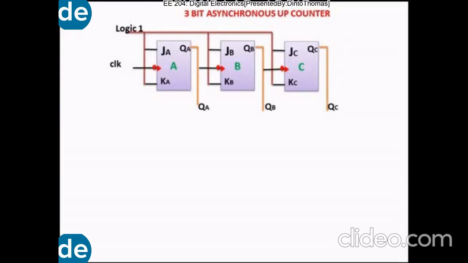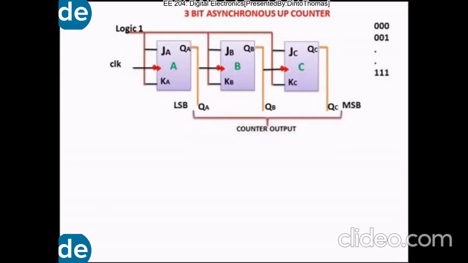In this case, the triggering is negative edge, therefore flip-flop A will toggle when the clock pulse has a negative edge. QA, QB, QC are the counter outputs, where QA is the LSB side and QC is the MSB side. In the case of 3 bits, the output QA, QB, QC can represent a maximum of 1, 1, 1, and it starts from 0, 0, 0. So it can vary from 0 to 7 in decimal value.